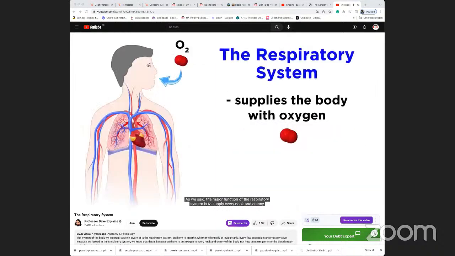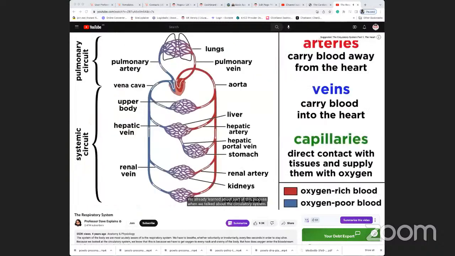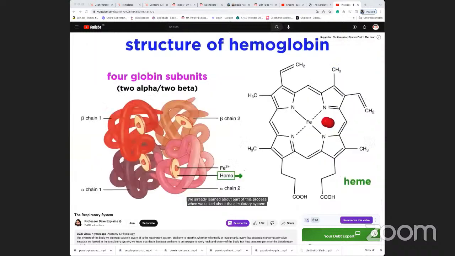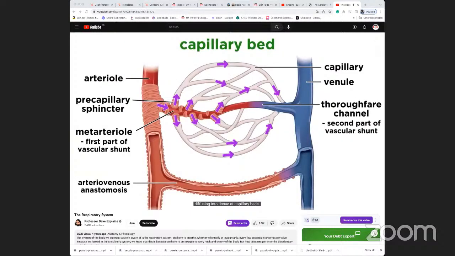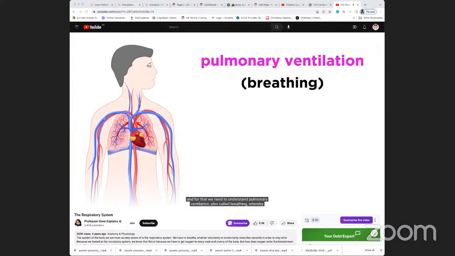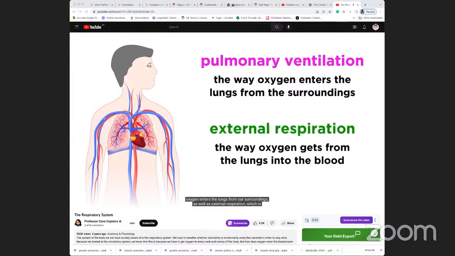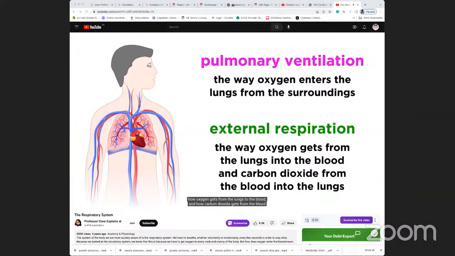As we said, the major function of the respiratory system is to supply every nook and cranny of the body with oxygen, and it also serves to collect carbon dioxide, a byproduct of cellular respiration, and expunge it from the body when we exhale. We already learned about part of this process when we talked about the circulatory system. There, we learned about how oxygen can bind to hemoglobin and travel through the bloodstream, diffusing into tissue at capillary beds. But we also have to learn about how oxygen gets into the bloodstream in the first place. And for that, we need to understand pulmonary ventilation, also called breathing, whereby oxygen enters the lungs from our surroundings, as well as external respiration, which is how oxygen gets from the lungs to the blood, and how carbon dioxide gets from the blood to the lungs.